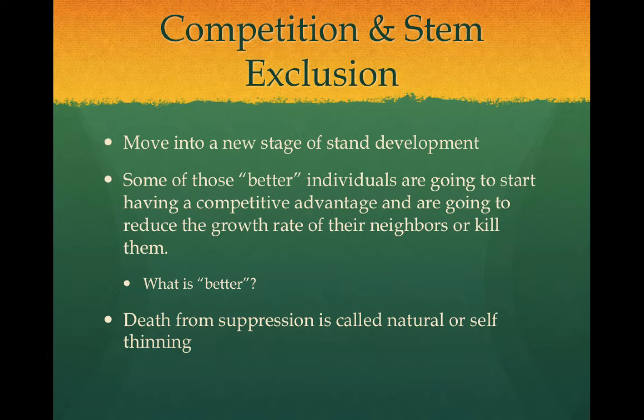But whatever it is, some individuals are going to start growing faster, are going to have this competitive advantage. And those trees that have that reduced growth rate, those individuals that are being killed, this death from suppression, this death from competition is often called natural or self-thinning.